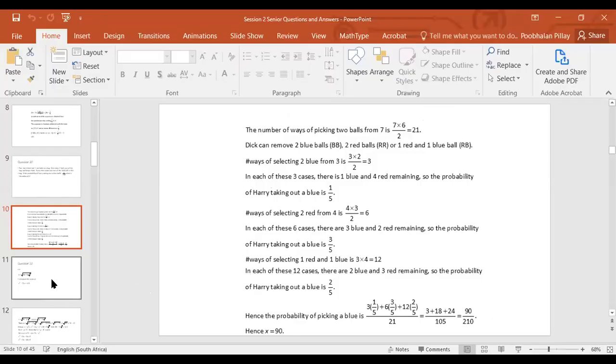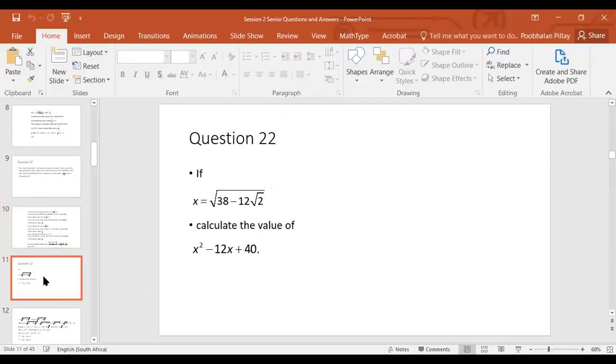Okay, so the next problem looks like this. Question 22. If x is this, calculate the value of x squared minus 12x plus 40.